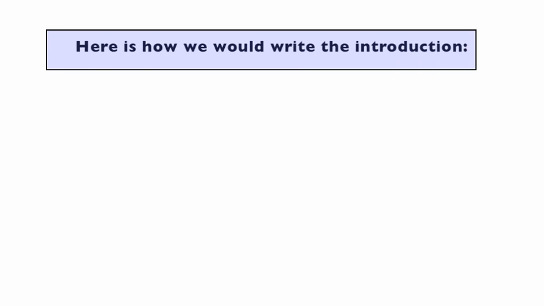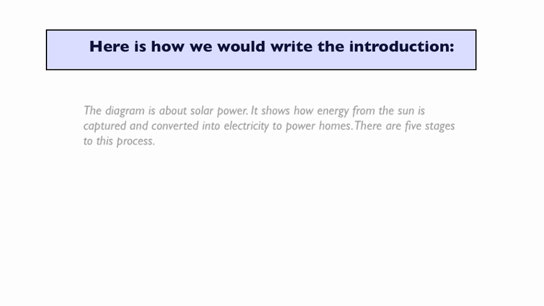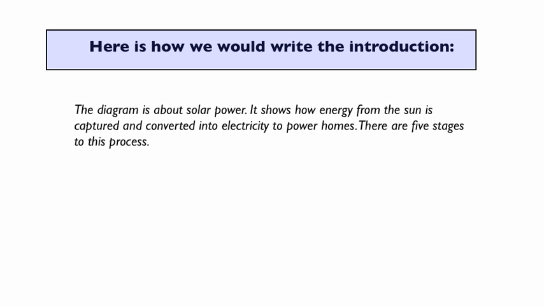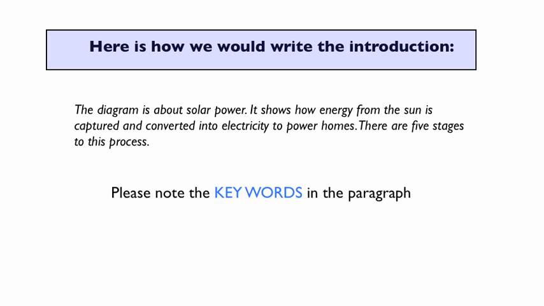Here is how we would write the introduction. The diagram is about solar power. It shows how energy from the sun is captured and converted into electricity to power homes. There are 5 stages to this process. Please note the key words in the paragraph: is about and it shows.